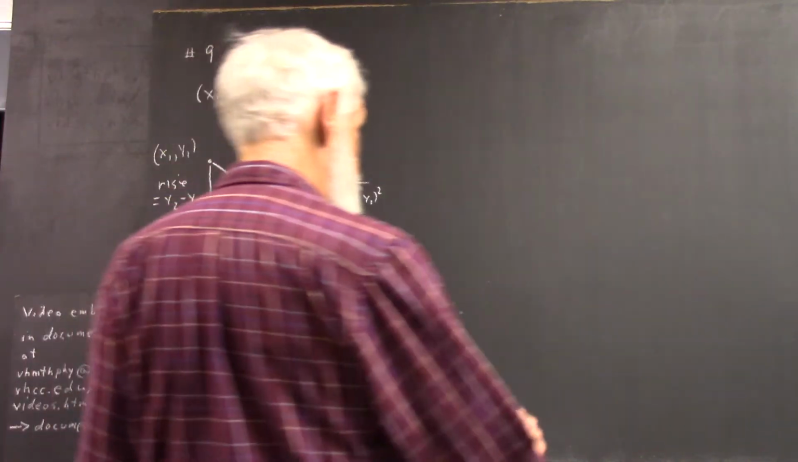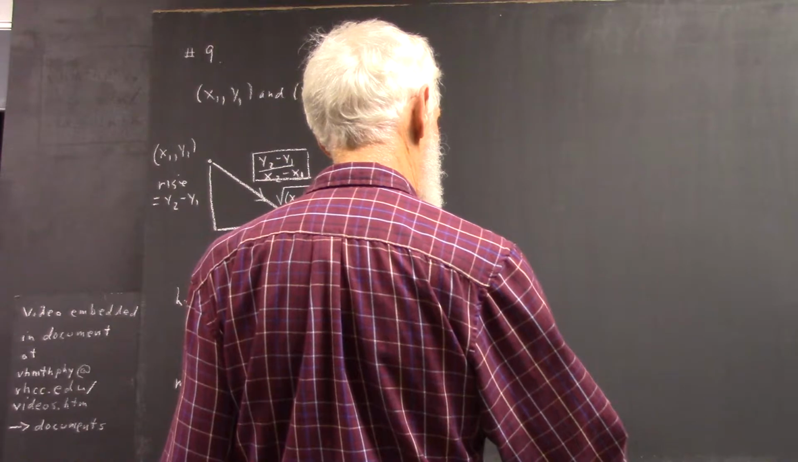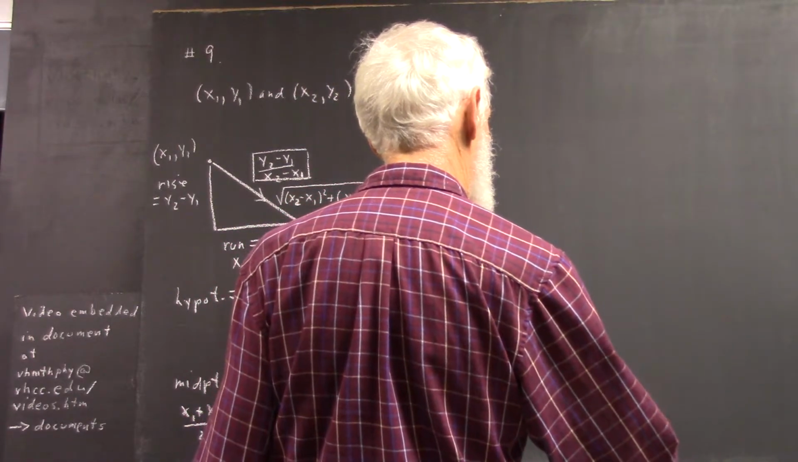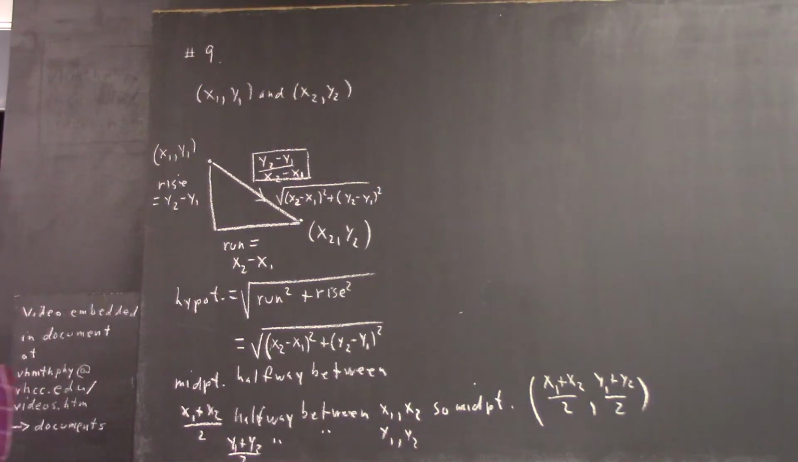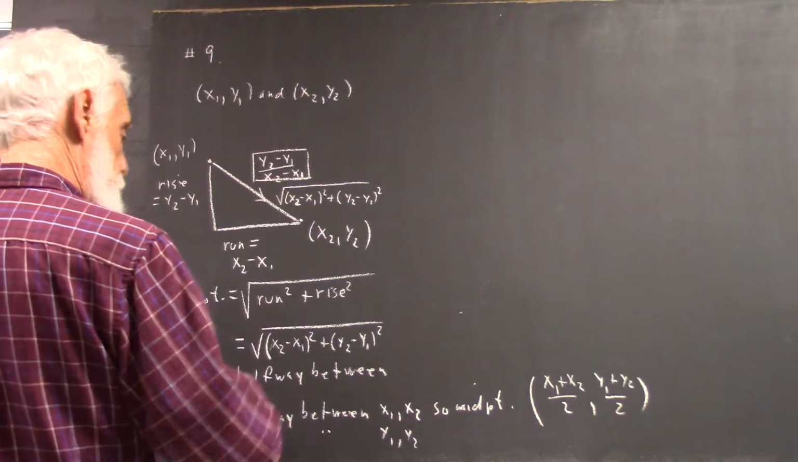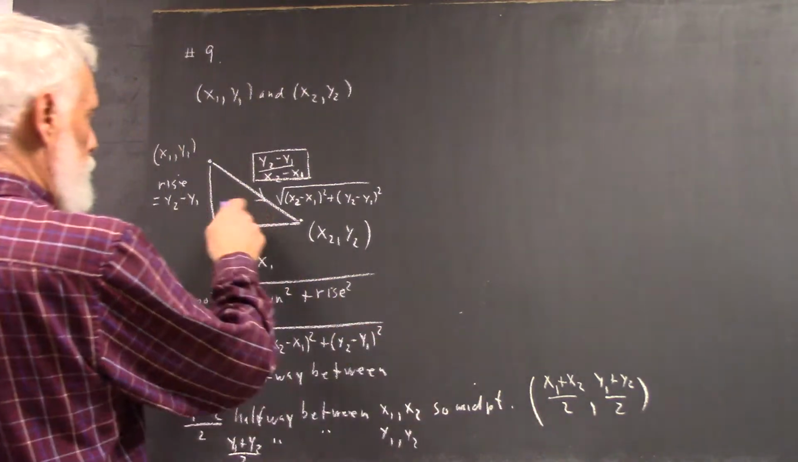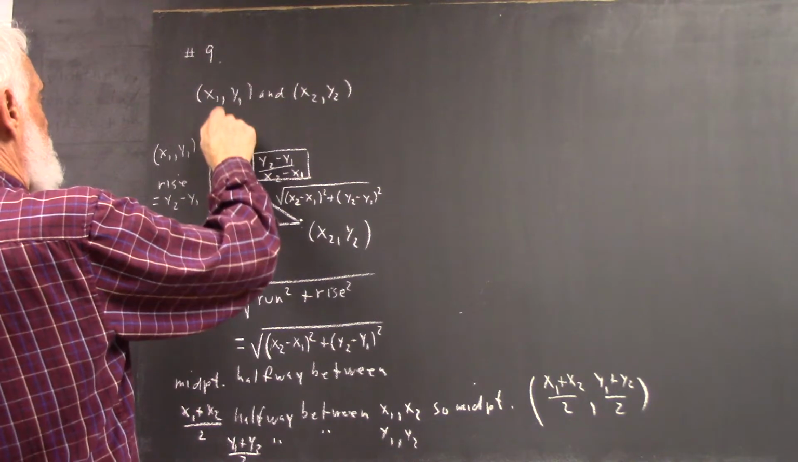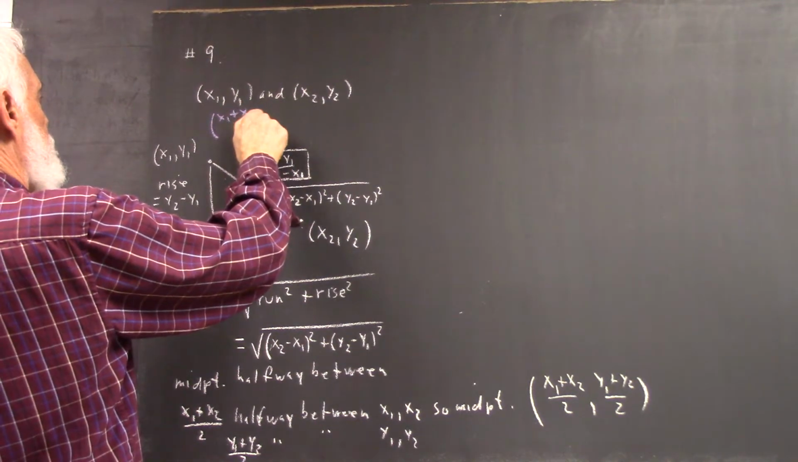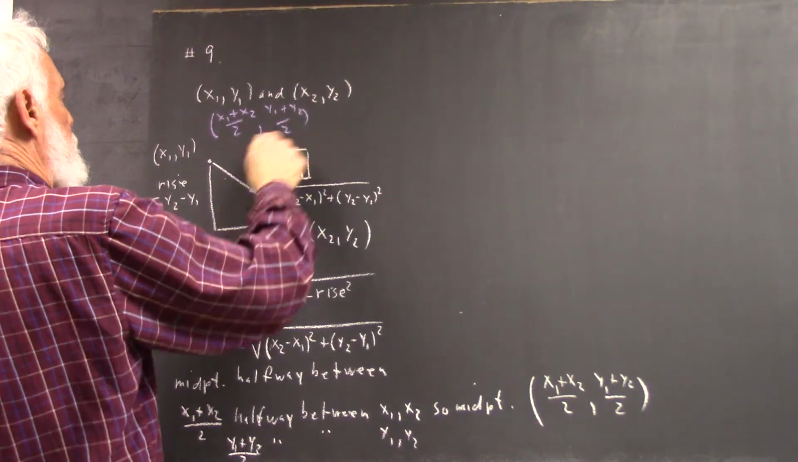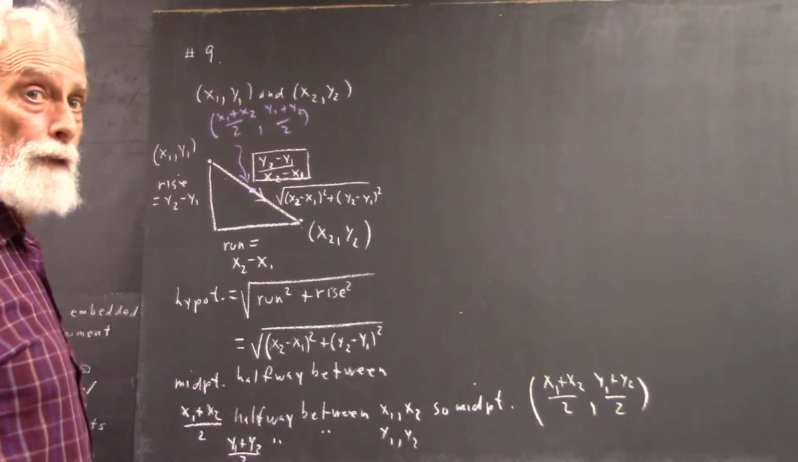So the midpoint is this. Okay? And we can label that point. It's halfway between, I'll use a different color because things are getting a little bit messy up here. But this point is halfway between, and this point is x1 plus x2 over 2, y1 plus y2 over 2, and that's the midpoint.